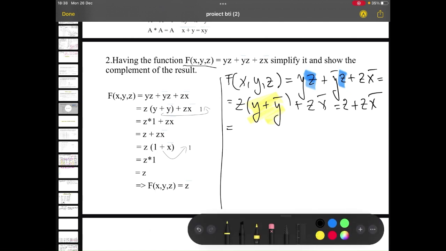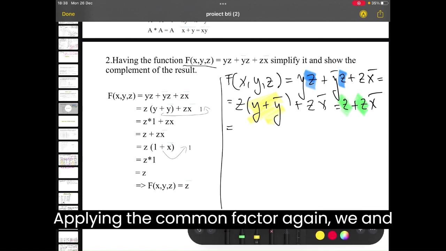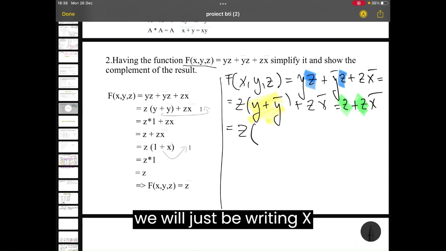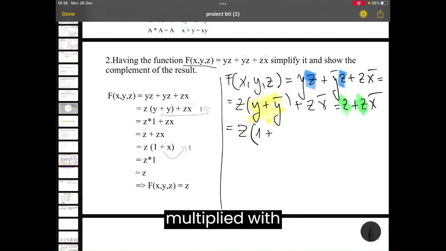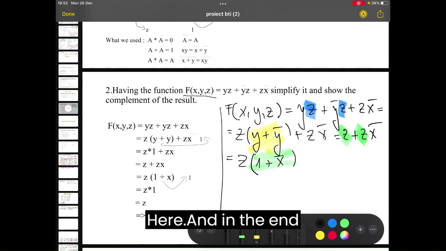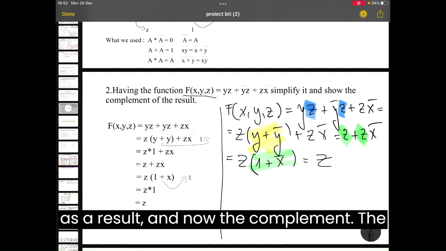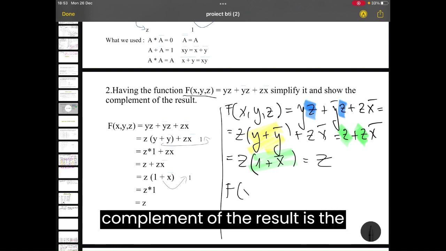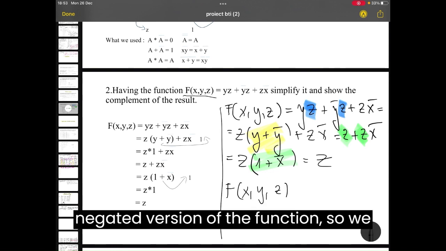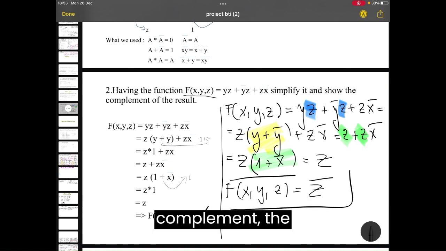And now we will be applying a common factor again. We will just be writing x multiplied with 1 plus x negated. This is equal to 1 here, and in the end we will only get z as the result. And now the complement of the result is the negated version of the function, so we just get z negated. This is the complement.